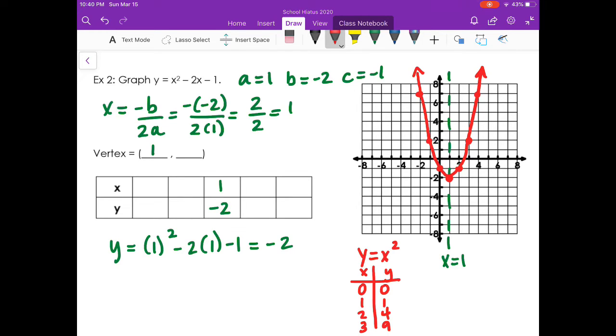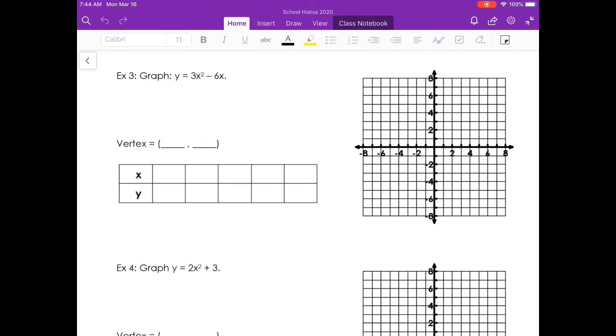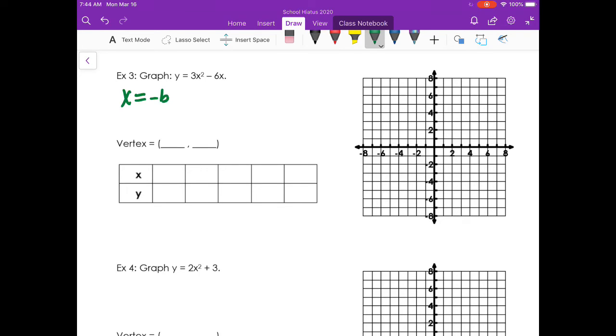Now that I'm finished graphing, I can complete the table for the function. These points are different than the 0, 0, 1, 1, 2, 4 pattern of the parent function because these ordered pairs represent the actual locations of the points on the graph of y equals x squared minus 2x minus 1. If you're feeling confident, you can pause the video here and try examples 3 and 4 on your own.